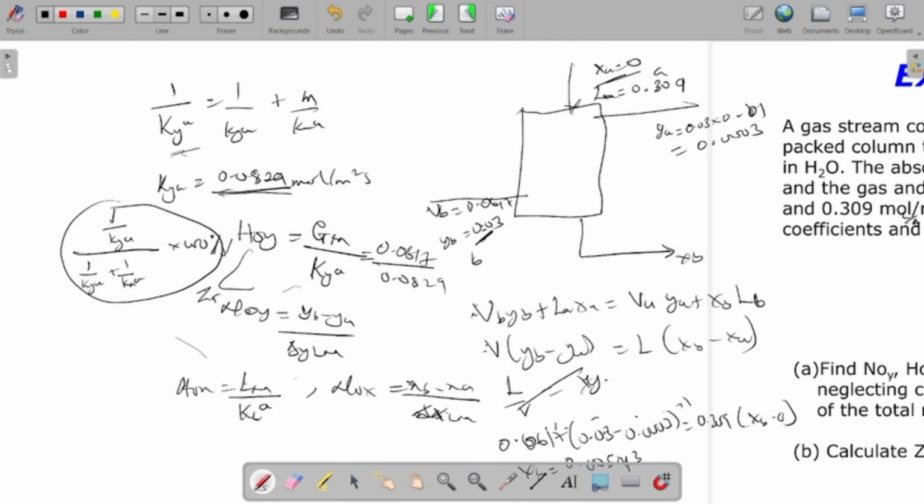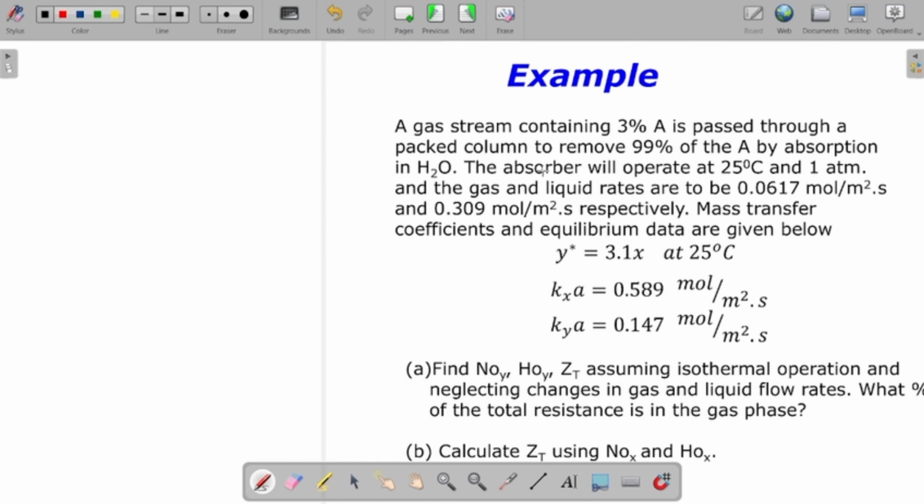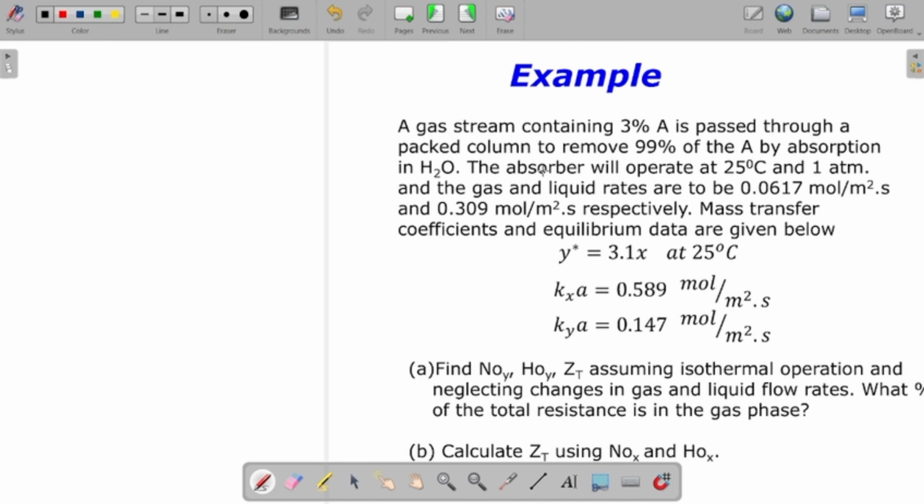But in a case that I'm not given the GM and all those things, then you have to opt for the HOY being equal to HY plus M, that long formula, so that you can be able to solve this question.